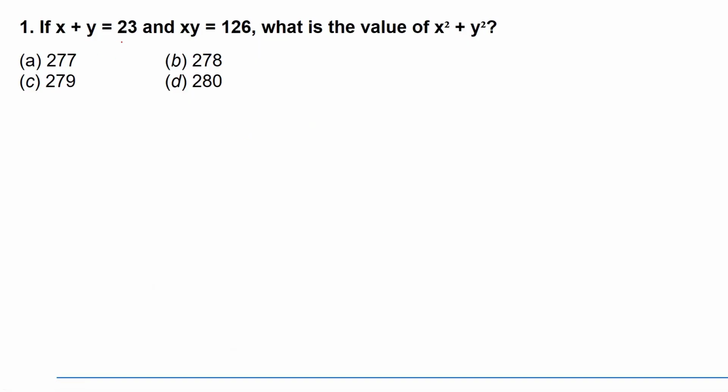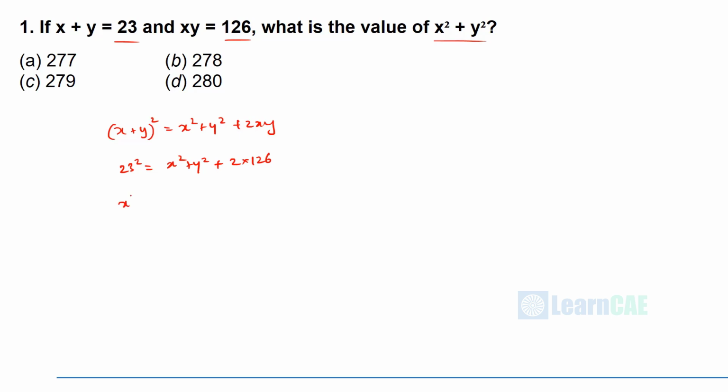First question. If x plus y is equal to 23 and xy is equal to 126, what is the value of x square plus y square? We know the formula (x plus y) whole square is equal to x square plus y square plus 2xy. Here you have to directly substitute the values and find out the value of x square plus y square. Let us substitute. 23 square is equal to x square plus y square plus 2 into xy, which is 126. Therefore, x square plus y square is equal to 23 square minus 2 into 126.